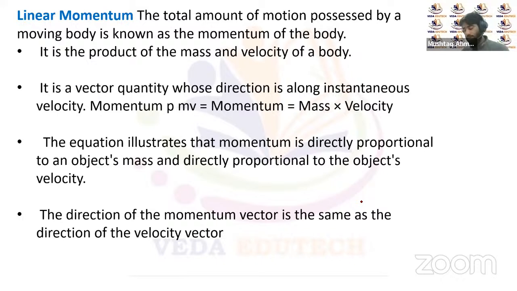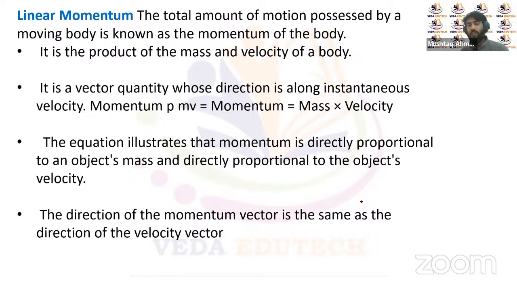So let's move on to the next part of this chapter, that's the linear momentum, right? The linear momentum actually measures the amount of motion possessed by a body, right? It's the amount of motion possessed by a body. That's what we call as linear momentum, or that's how we measure the momentum of a body. So momentum indirectly or directly gives us an idea about the motion possessed by a body, right?